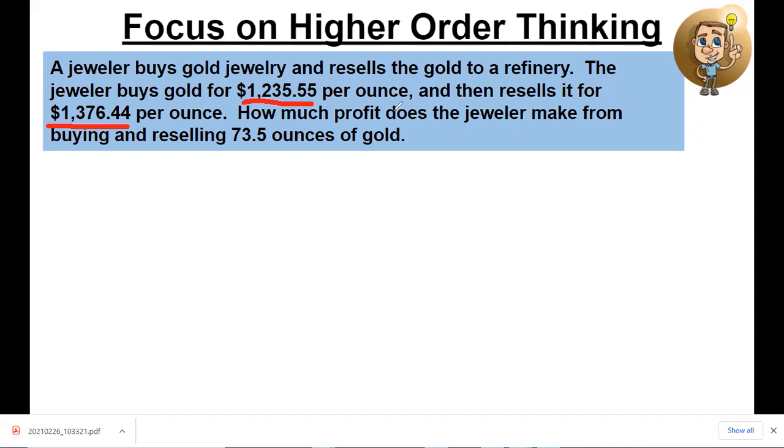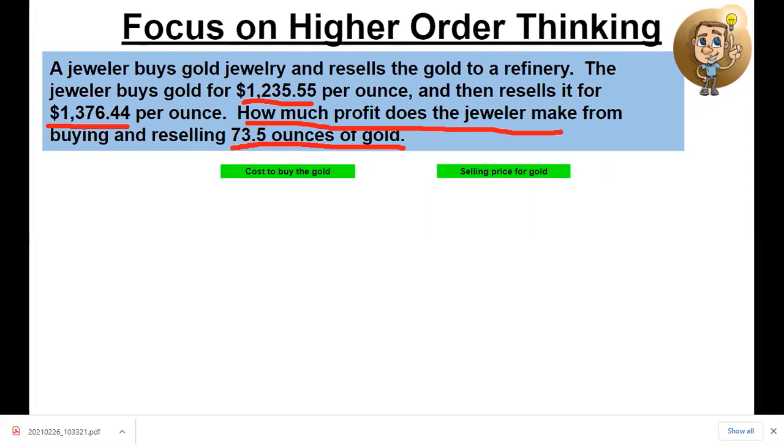So how much profit does the jeweler make? His profit is how much extra he made in addition to his cost from buying and reselling 73.5 ounces of gold. He must be a rich guy if he can buy 73.5 ounces of gold, right? So this is a multiplication question first, and it's also a two-step. So we also have to do some subtracting.